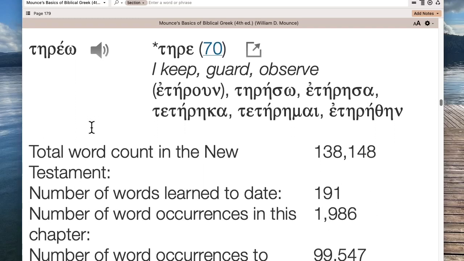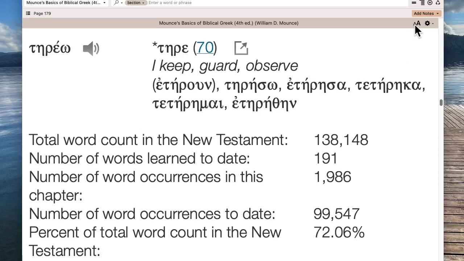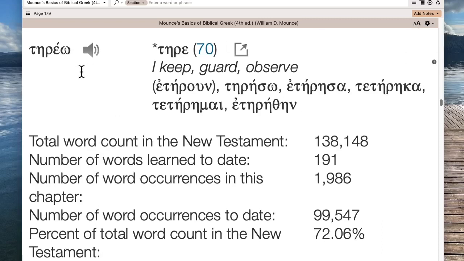Finally, we have tereo. Tereo usually is a translation for the Hebrew shamar, to guard. Sometimes natsar, also to guard. Tereo. I keep, I am guarding, I am observing.